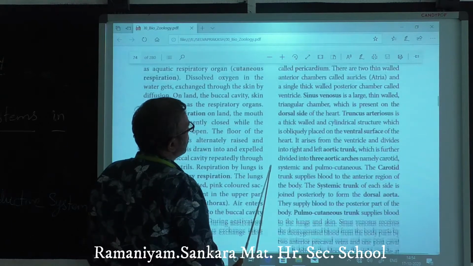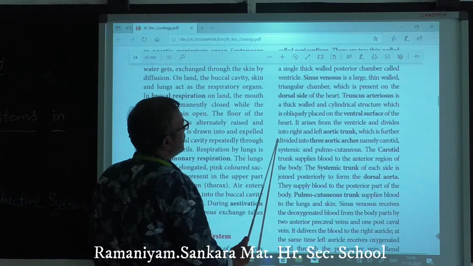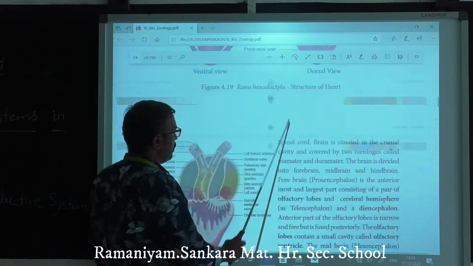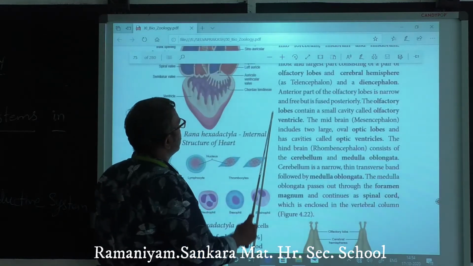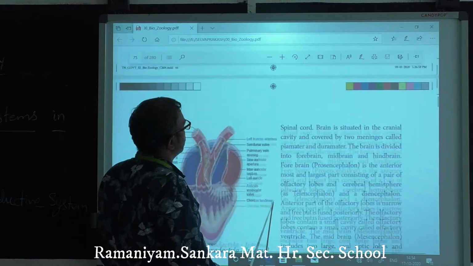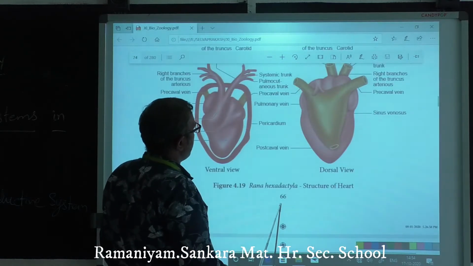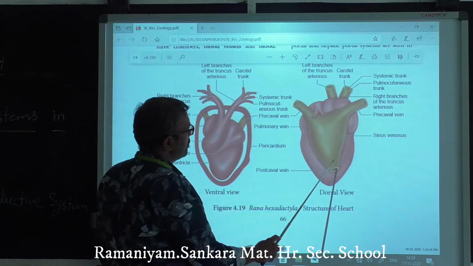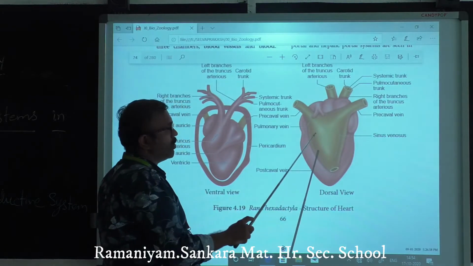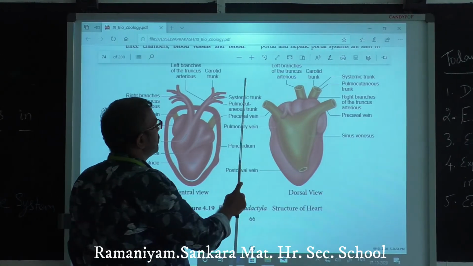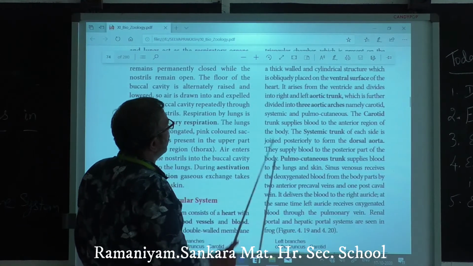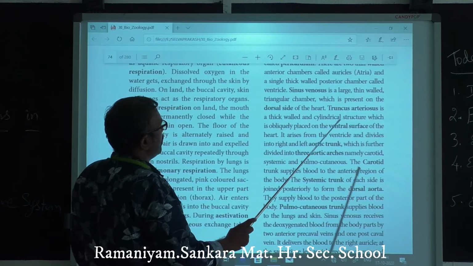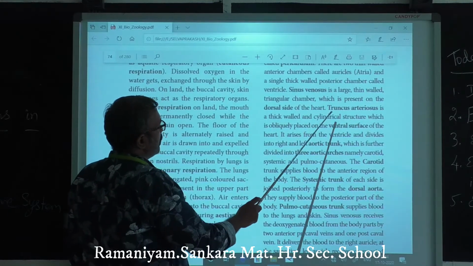Sinus venosus is a large thin walled triangular chamber which is present on the dorsal side of the heart. See, that is the triangular structure, the sinus venosus, on the dorsal side of the heart. It is a thin walled chamber.